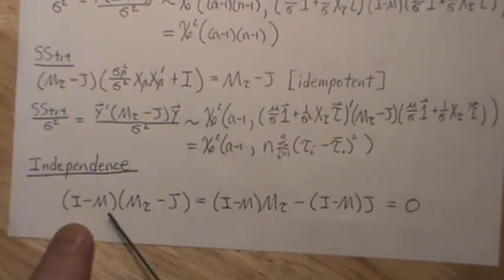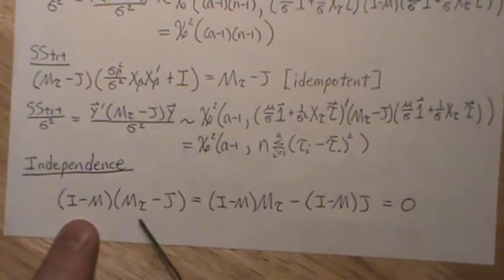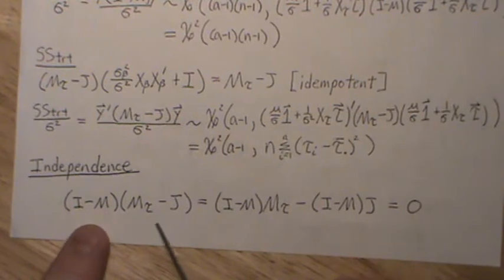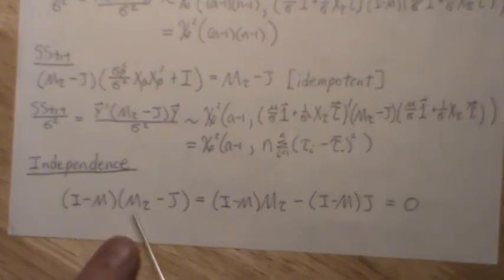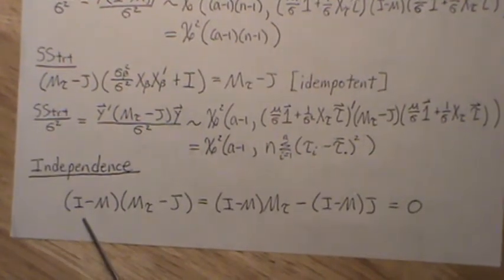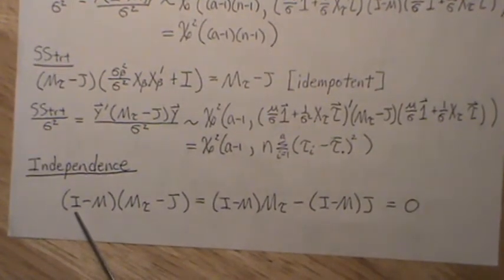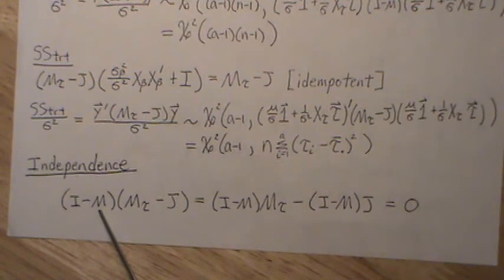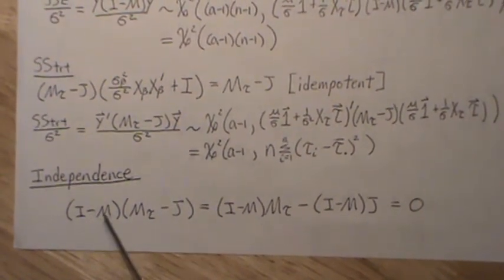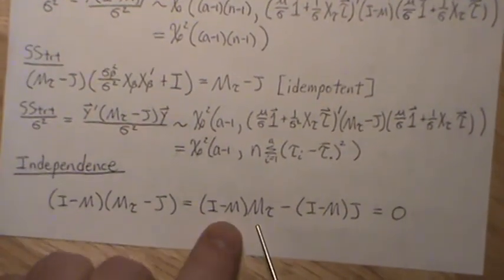Now, the independence of sum squared error and sum squared treatment holds if the product of those matrices is equal to 0. So we take this times that and this times that. Now this is a perpendicular projection matrix onto the space orthogonal to the column space of X. And both of these live in the column space of X, so this has to be 0.